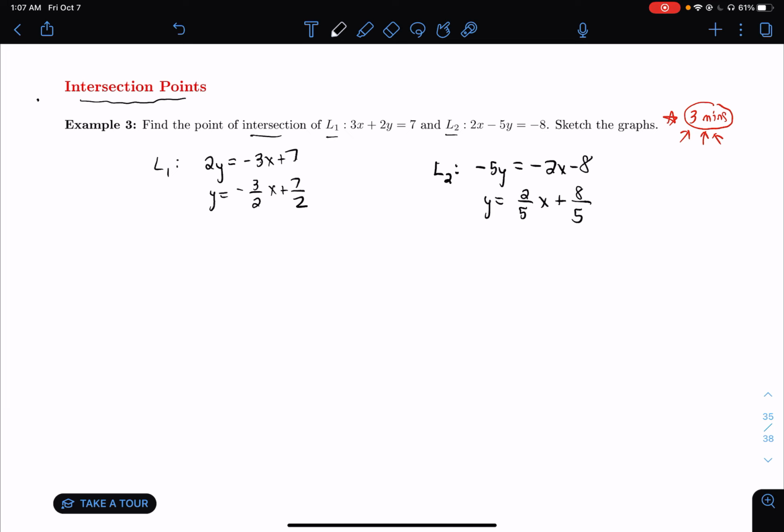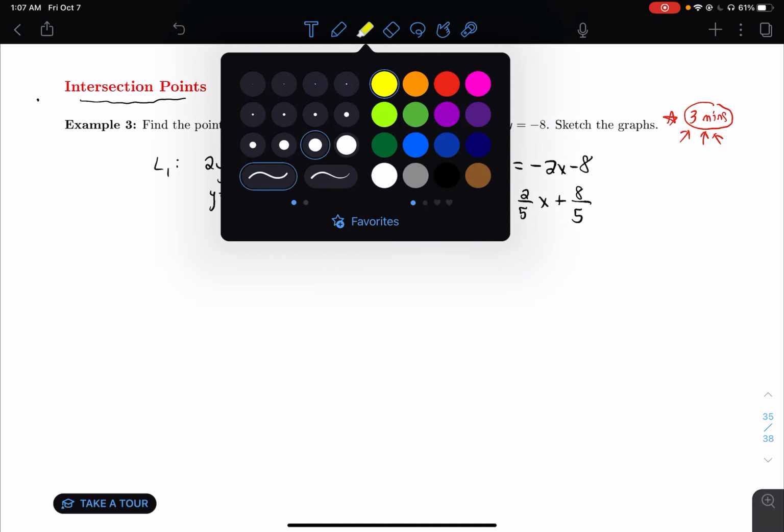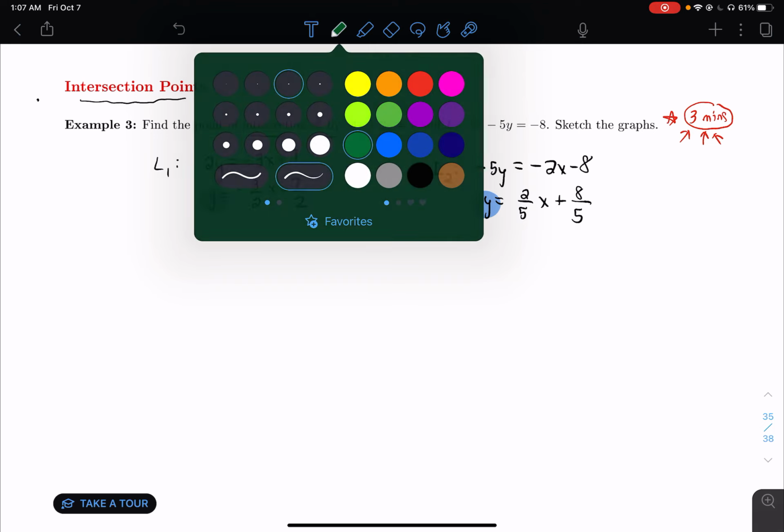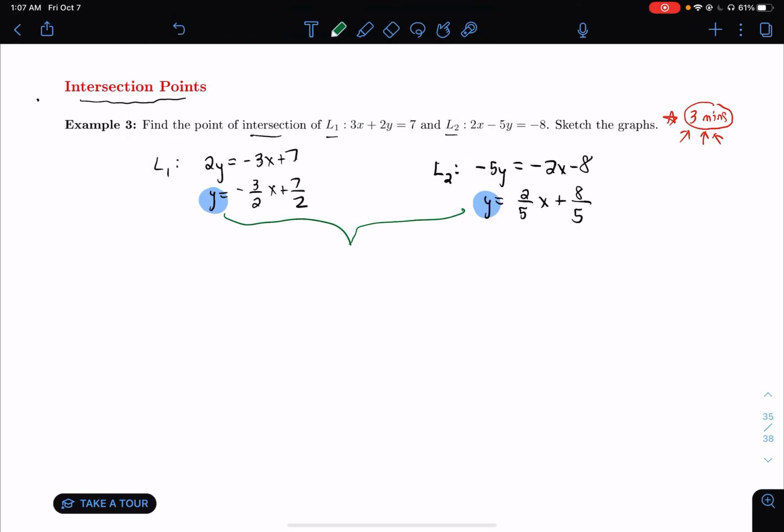Okay, so now that I have the same variable isolated in both equations, this is what y equals in the first line, and this is what y equals in the second line. Well, at the intersection point, those y values have to be the same. That means we should be able to set these equal. So doing that, we get negative 3 halves x plus 7 over 2 equals 2 over 5 x plus 8 over 5.